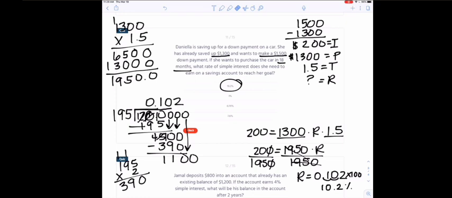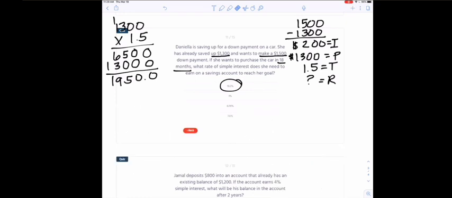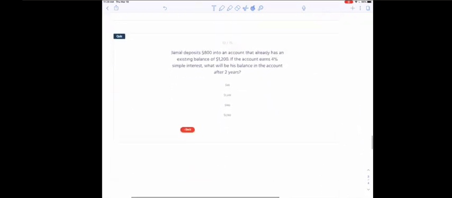Here we go. If you're ready, I'm going to move on to number 12. I'm going to make some space here so I can work out number 12. Okay. Number 12 says, Jamal deposits $800 into an account that already has an existing balance of $1,200. If the account earns 4% simple interest, what will his balance be in the account after 2 years?